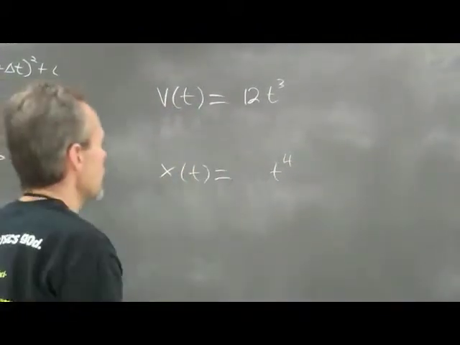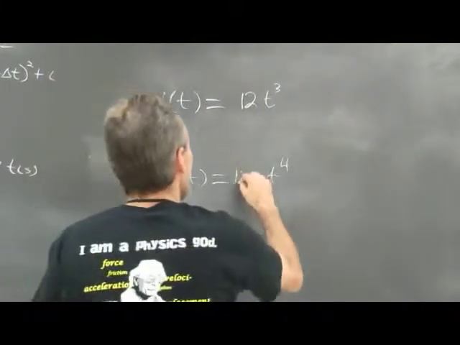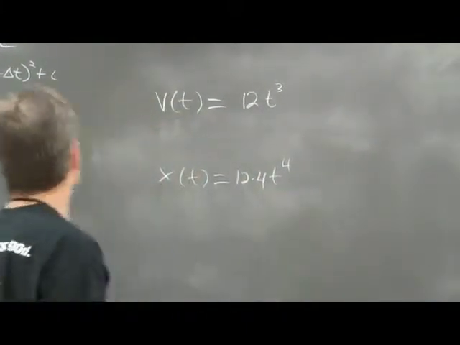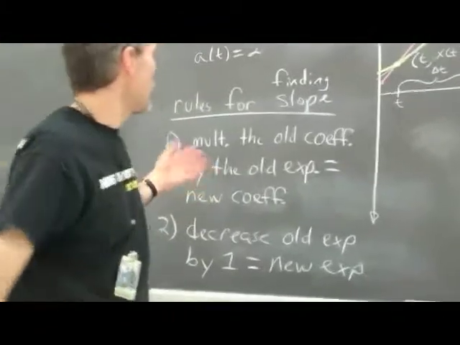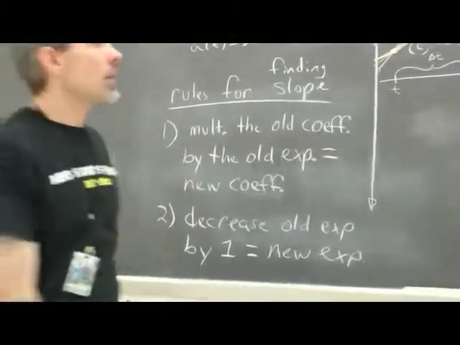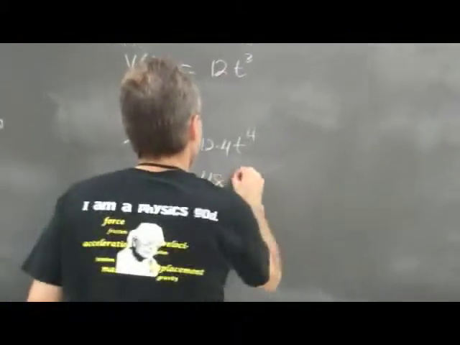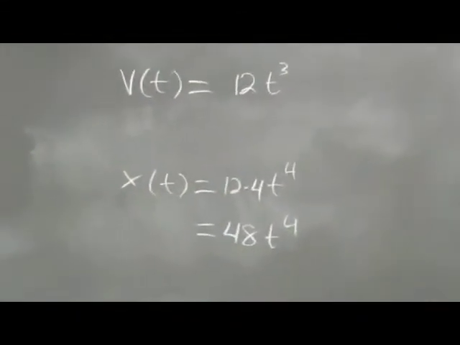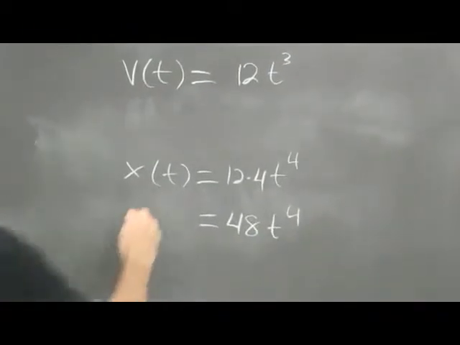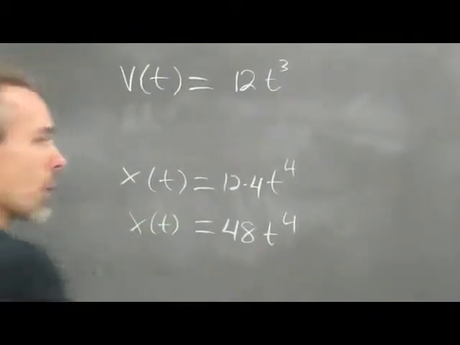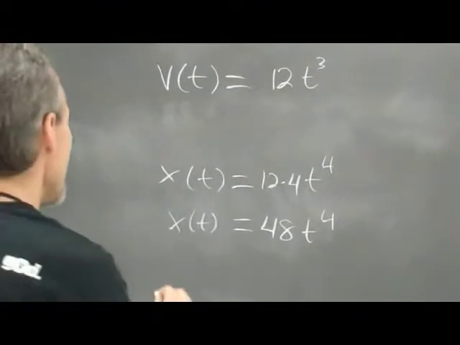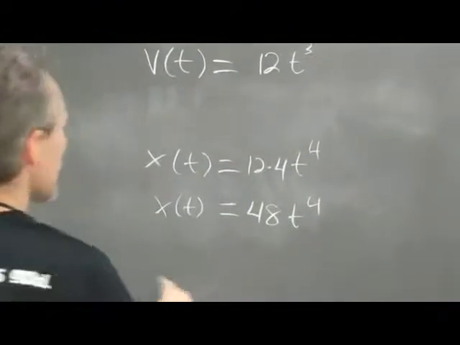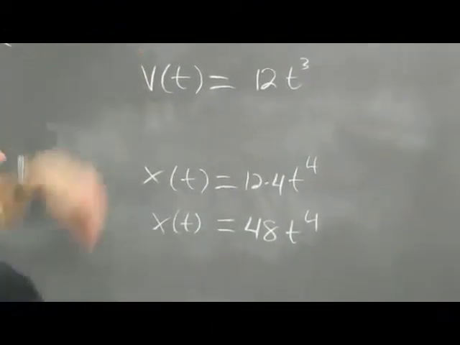Now what's this coefficient out front? Well, maybe it's just simply 12 times 4. I mean, it's kind of what we did before. We multiplied the old coefficient by the exponent. So maybe it's simply 48t to the 4th. Well, if that's true, if that's the position, we don't know at this point, we're just kind of playing. That means that I should be able to use those rules to find the velocity. In other words, I'm going to check myself.